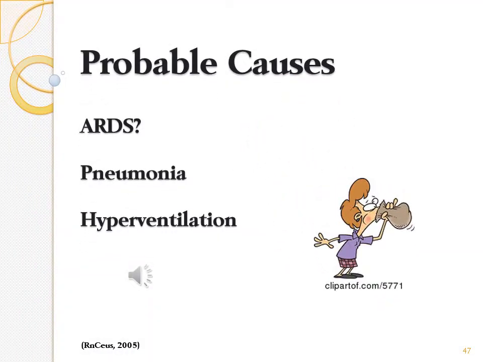So her pH is normal because she's had 2 weeks to compensate for this respiratory alkalosis. She's very sick. She has ARDS, pneumonia, and she's been hyperventilating in order to try to compensate. And she's very sick.